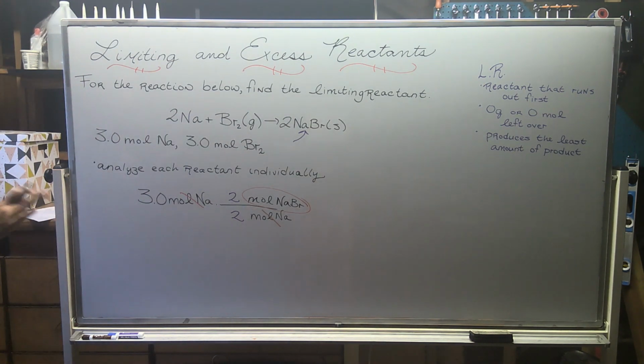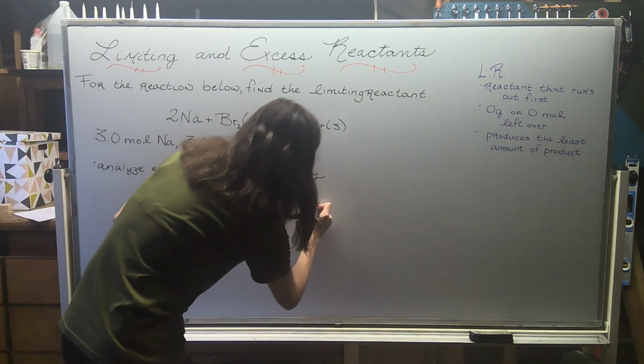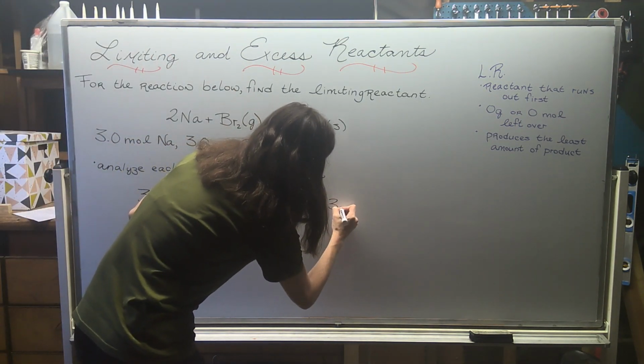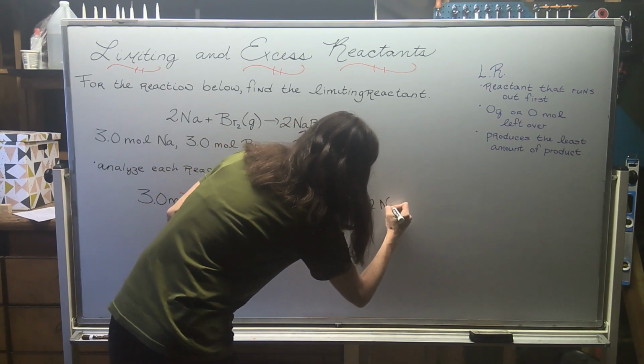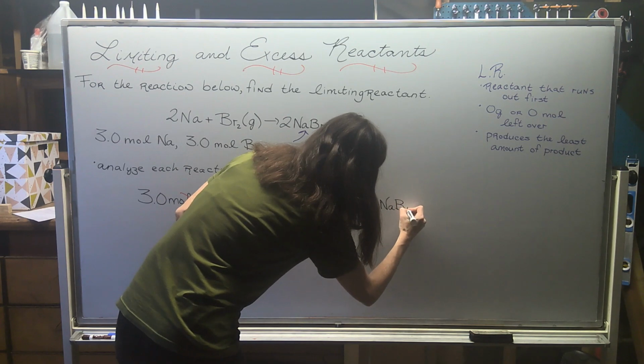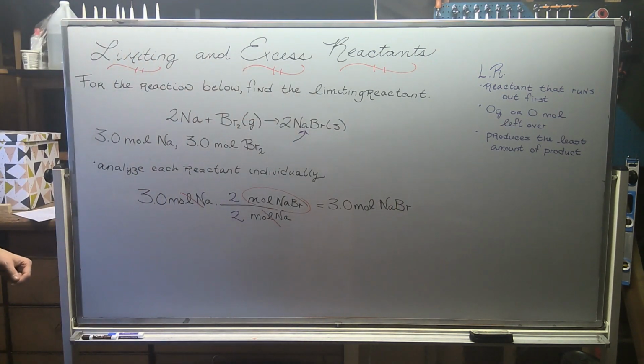So if I had 3 moles of sodium, and again, I just made up that number for this problem, then I would be able to produce 3 moles of sodium bromide. Okay, so that's step 1.